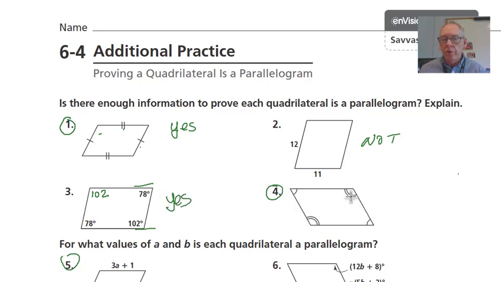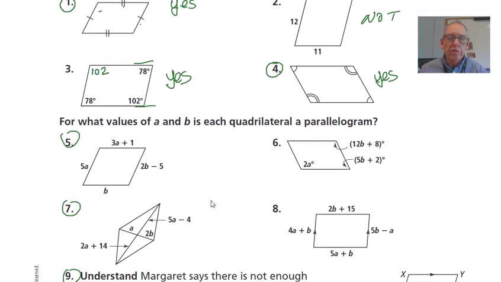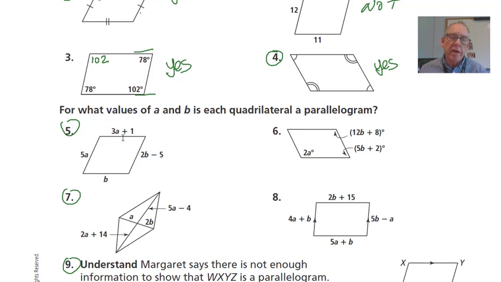Number 4, they're showing us with the way the quadrilateral is marked that opposite angles are congruent, so it must be a parallelogram. Let's look at number 5. For these, we want to find values that will make these parallelograms. So number 5 deals with side lengths. What they've done, though, is they've messed around with this a little bit because they're mixing the A's and the B's up. So let's see what we can do.